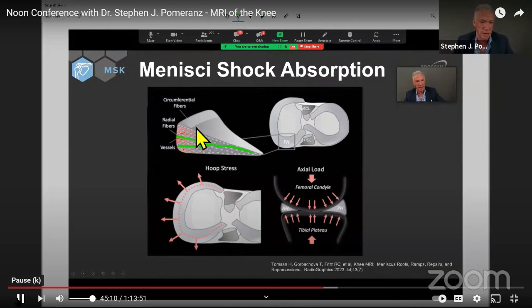There are circumferential fibers, which we'll ignore today. The meniscus is a stabilizer. It also is a shock absorber for the hoop stresses that come down when you perform athletic activity. When Michael Jordan dunked the basketball, he was measured at exerting 12 times his body weight on his menisci.